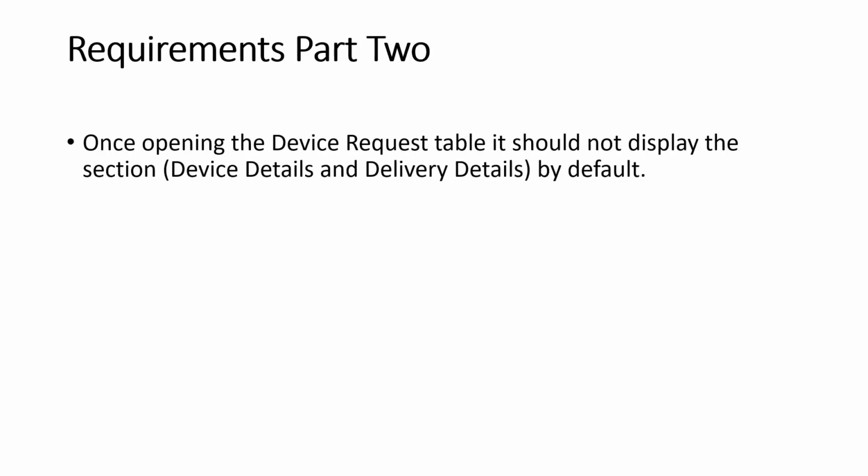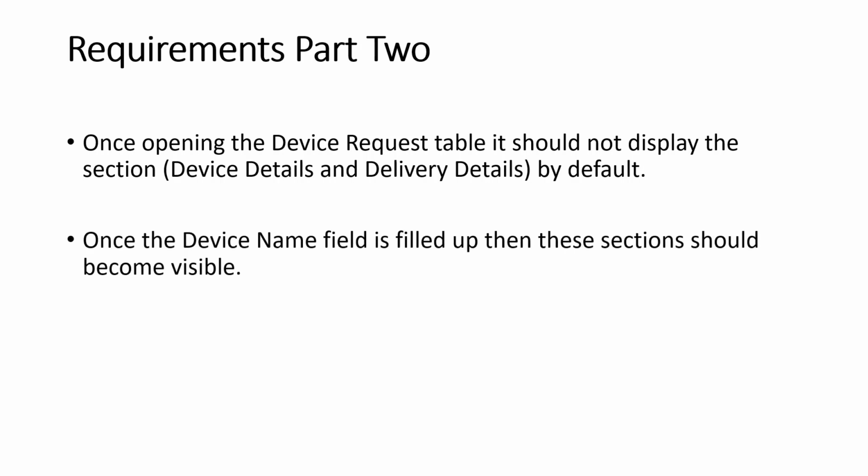So in part 2, the first requirement that we have is, once opening the device request table, it should not display the sections device details and delivery details by default. That's the interesting one. And the second condition, once the device name field is filled up, then this section should become visible. Very interesting one.